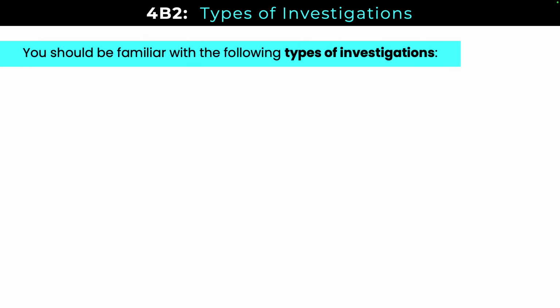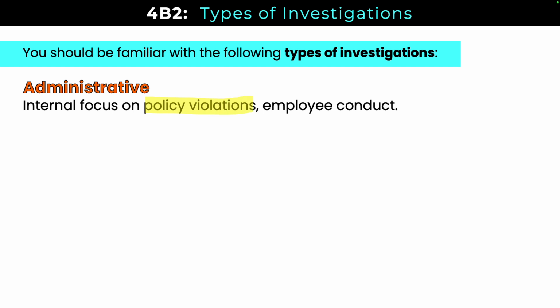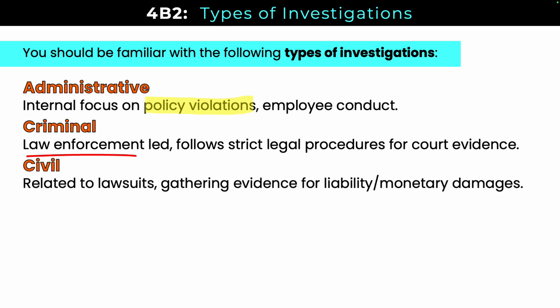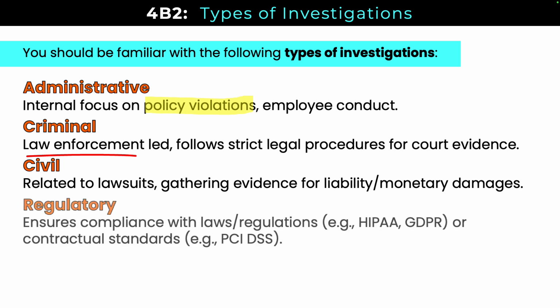So let's start with types of investigations. These are pretty straightforward at the end of the day. So we have administrative investigations that focus on policy violations, like employee conduct, for example. We have criminal investigations that are led by law enforcement. They follow strict legal procedures for court evidence that lead to criminal penalties, potentially. Civil investigations, which are related to lawsuits, gathering evidence for liability, typically in the form of monetary damages, is what we'll see come out of a civil investigation and subsequent civil trial.